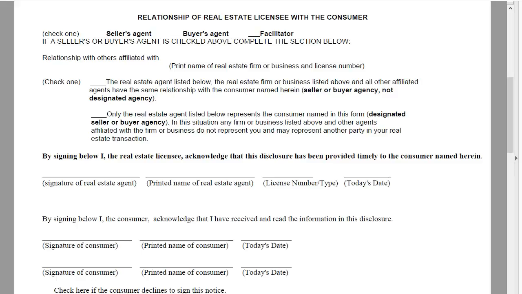I, however, generally check box 2 as a general practice, and I think most people do, but you'll find some guidance from the agency that you go to work for. And box 2 basically keeps the options open. It means that somebody else from your agency could bring the buyer. So let's see what that says. Only the real estate agent listed below represents the consumer named in this form. In this situation, any firm or business listed above, that means up here where you put the name of the agency, and other agents affiliated with the firm or business do not represent you and may represent another party in your real estate transaction.